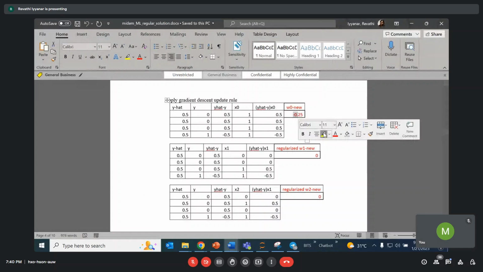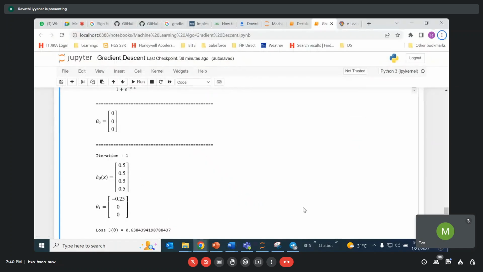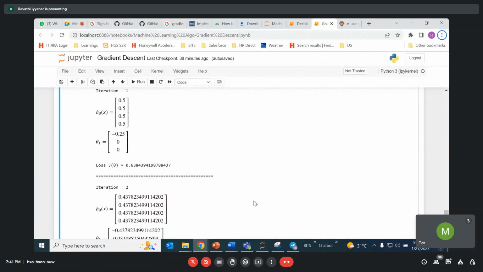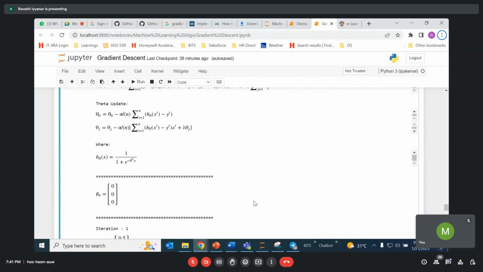I think we can ask Sumil if we can print the table also, or the iterations we may need to write. Won't it be too much to ask for? I don't know.